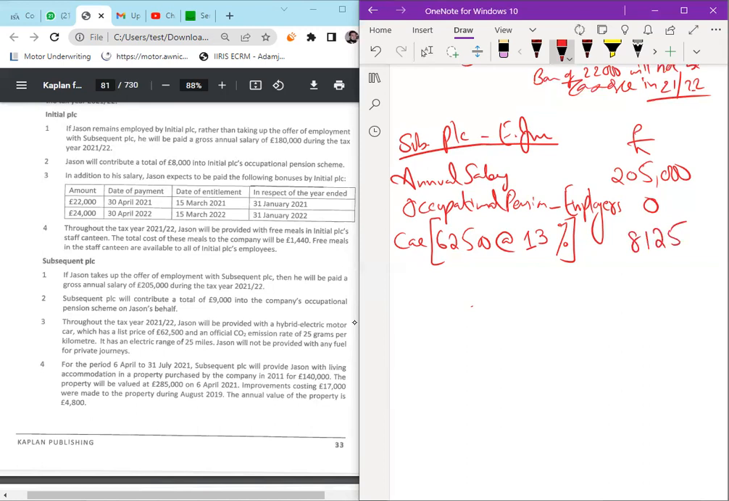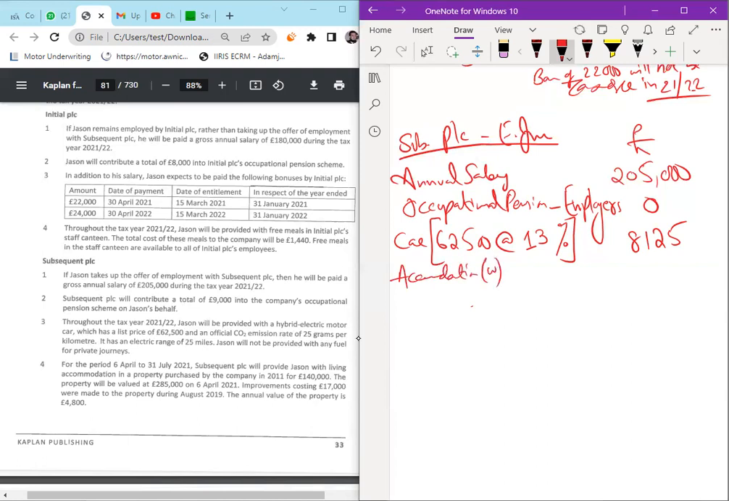Next one is not provided fuel, so no fuel. Then 6th April till 31st July. How many months? April, May, June, July. 4 months. Accommodation is provided by company.